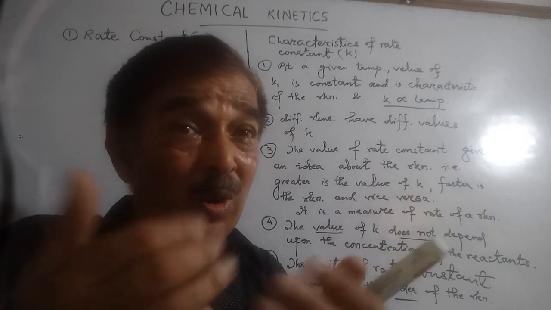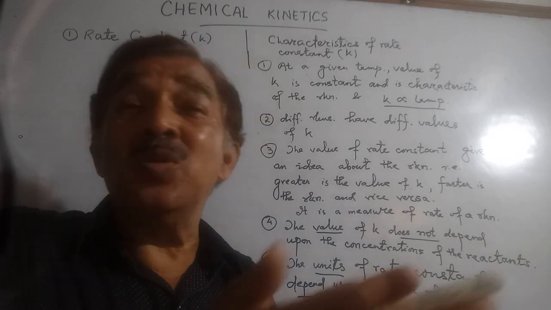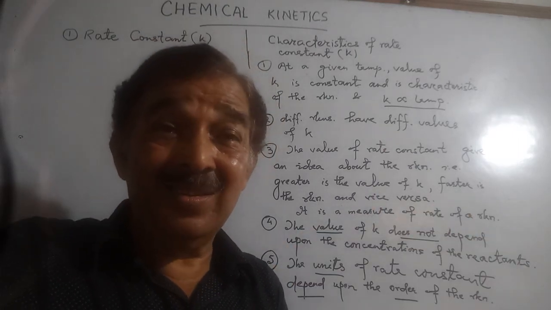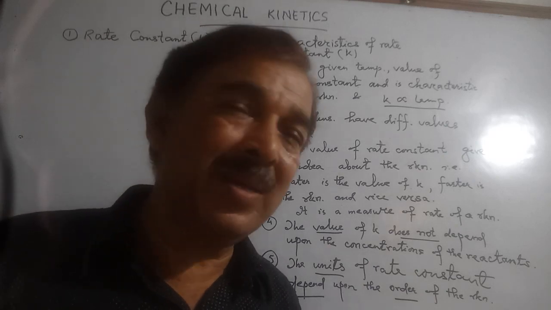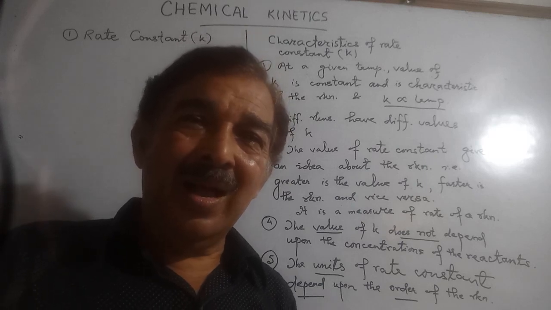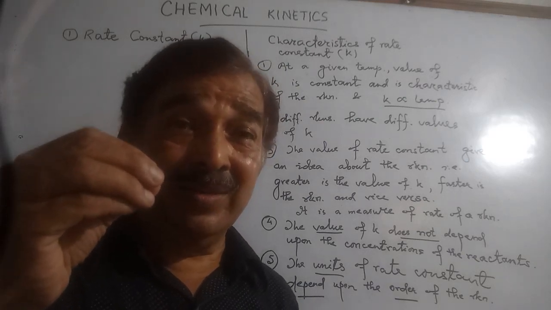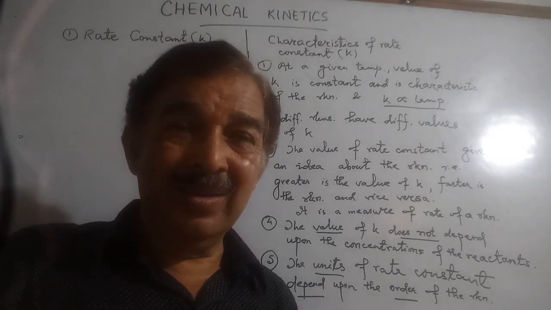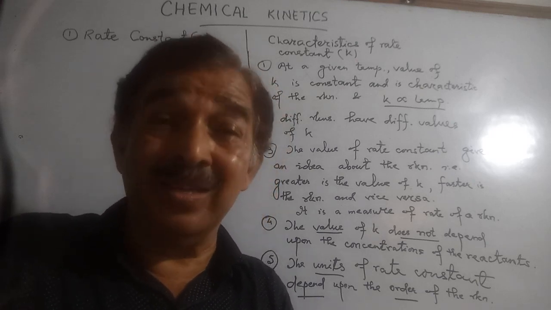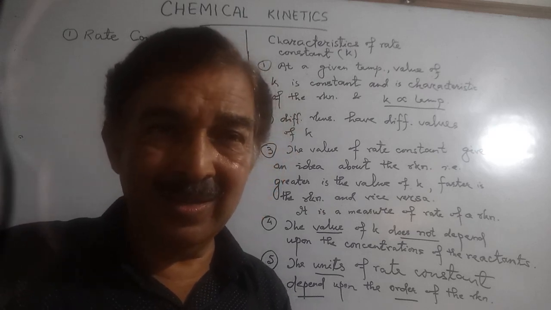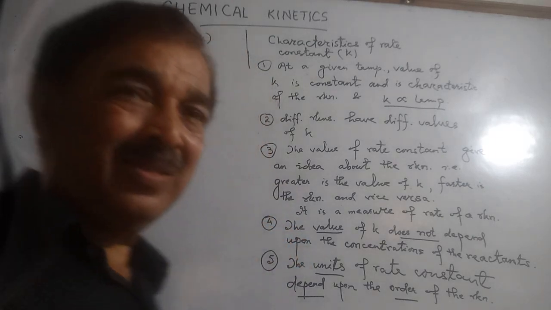It is being observed that during a particular reaction, the concentrations of the reactants decrease and those of the products increase with the passage of time. And it is also observed that the rate of a reaction decreases with the decrease in the concentrations of the reactants. Let us take an example to explain this.